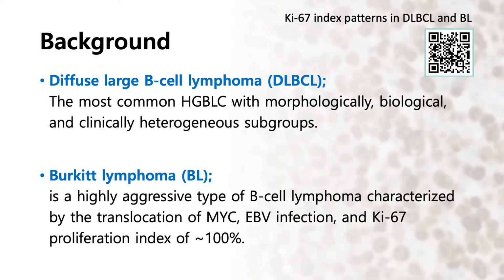Diffuse large B-cell lymphoma, DLBCL, is the most common high-grade B-cell lymphoma comprising morphologically, biologically, and clinically heterogeneous subgroups with various cellular morphologies, molecular characteristics with a high proliferation index. Burkitt lymphoma is a highly aggressive type of B-cell lymphoma characterized by the translocation of MYC, EBV virus infection, and Ki-67 proliferation labeling index of nearly 100%.